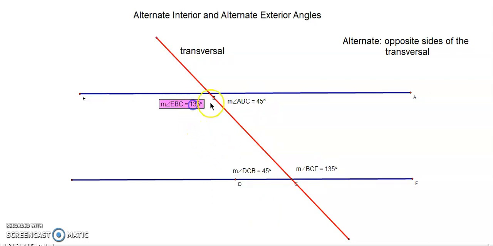Just for fun, I can notice that these two together make a straight line. They are supplementary. They add up to 180. And so do these two, add up to 180.